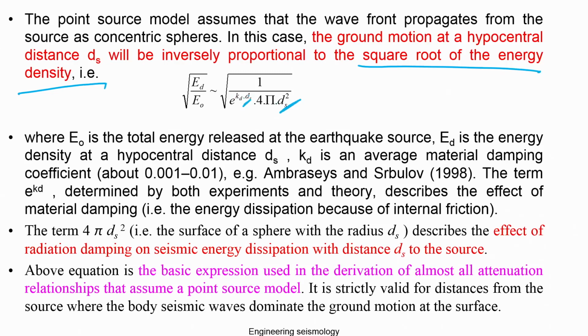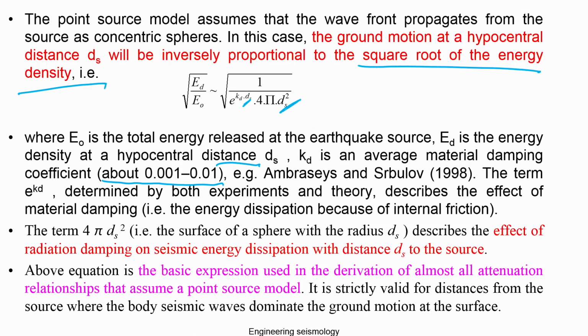Now E naught is the total energy released by the earthquake at the source, Ed is the energy density at the expected location, and kd is the average material damping coefficient. As Ambraseys and Srbulov determined by both experimental and theoretical work, the term e to the power kd ds describes the effect of material damping, energy dissipation because of internal friction. The term 4 pi ds squared, the surface of a sphere of radius ds, describes the effect of radiation damping on the seismic energy dissipation with the distance ds to the source.